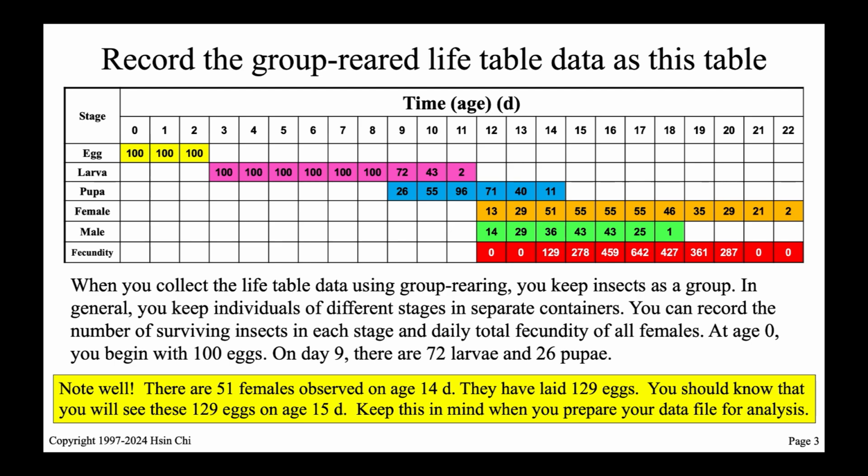At H0, you begin with 100 eggs. On day 9, there are 72 larvae and 26 pupae. Note well, there are 51 females observed on age 14 days. They have laid 129 eggs. You should know that you will see these 129 eggs on age 15 days. Keep this in mind when you prepare your data file for analysis.